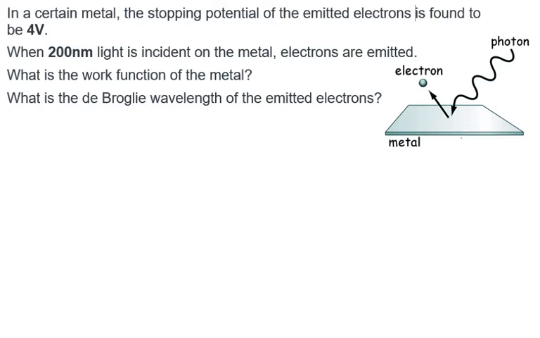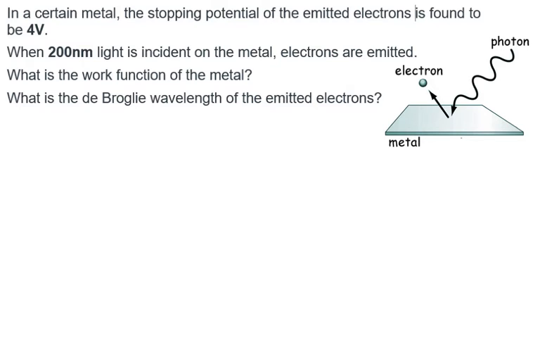This question is from AP Physics 2, and they say that in a certain metal, the stopping potential of the emitted electrons is found to be 4 volts. When 200 nanometer light is incident on the metal, electrons are emitted. What is the work function of the metal? And then find the de Broglie wavelength of those emitted electrons.